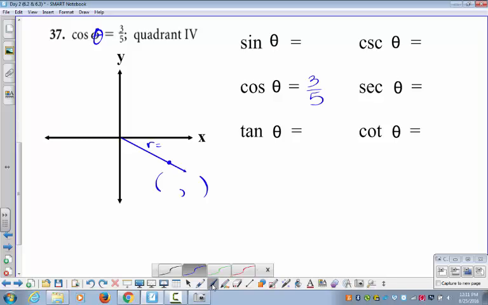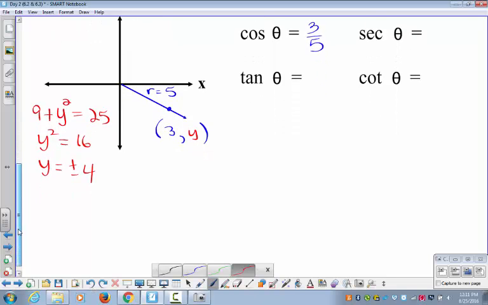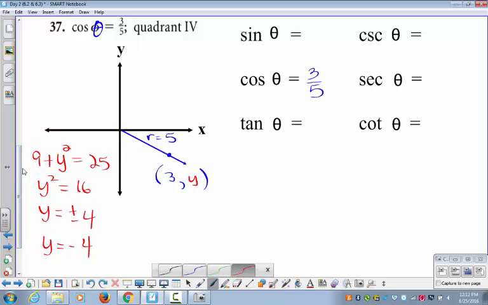Somebody pick an R. 5's the natural choice. And then where would the 3 go? X, exactly. So that would be probably the most natural choice. And then you don't know why. So we Pythagorean theorem it. Square the 3, square the y, square the radius. Y squared is 16. Y is plus or minus 4. Here we have to choose. And what do we choose? Yeah, we're in quadrant 4 where all the y's are negative. So we choose negative 4. And then we're good to go.